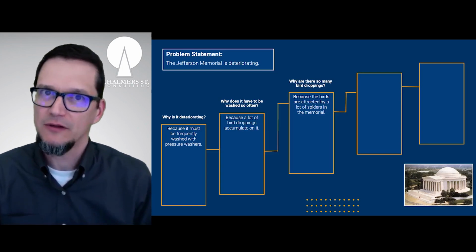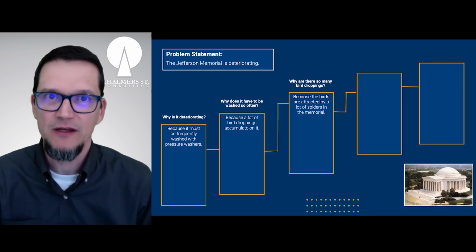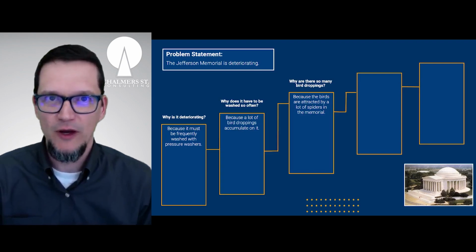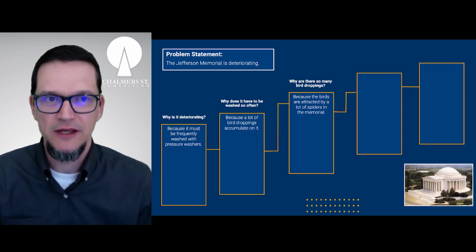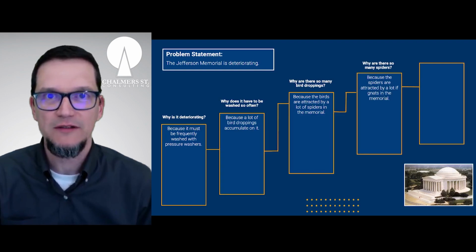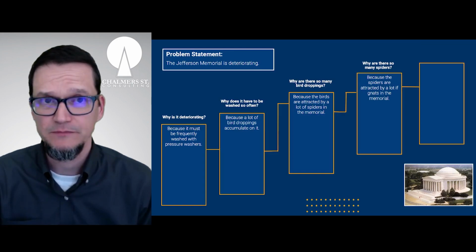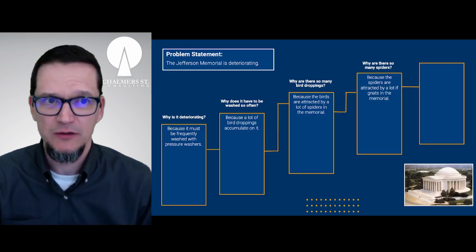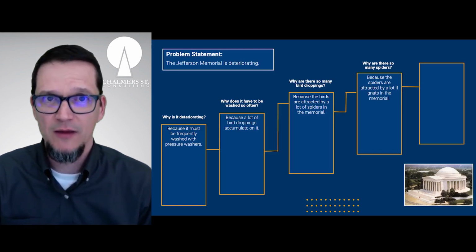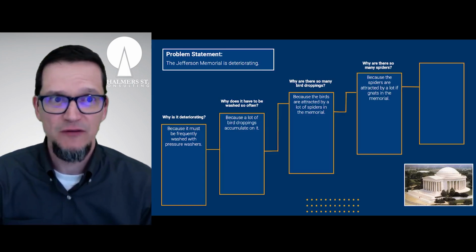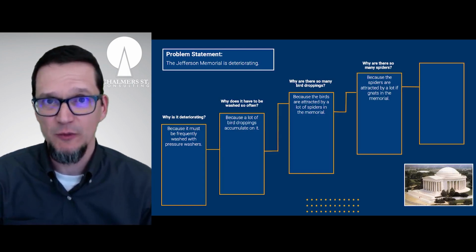So you're getting a little bit closer to understanding what's driving it, but you still don't know why all these spiders are there. So the next question, the 4th why, has to be, why are all these spiders in the memorial? Well, because the spiders are attracted by a lot of gnats in the memorial. Okay, so your 4th why got you a little deeper towards the root cause, but you still don't understand what's driving all those gnats into the memorial.